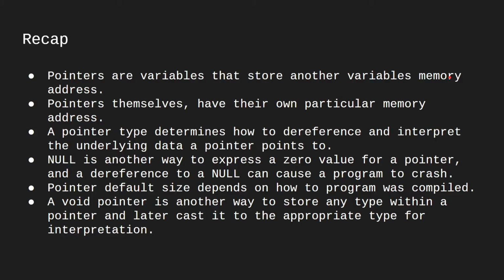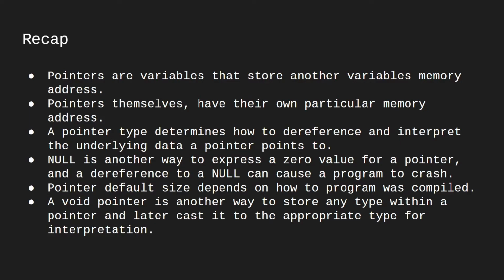Okay, so to recap this particular topic, we've talked about it in prior lectures, but just to drive home some points: pointers are variables that store another variable's memory address. That's it. There's really nothing more to it. There's tricky things that you can do with them, but at the end of the day, pointers are just variables that store another variable's memory address. Pointers themselves have their own particular memory address. That's important. A pointer has its own memory address, just like a regular variable.